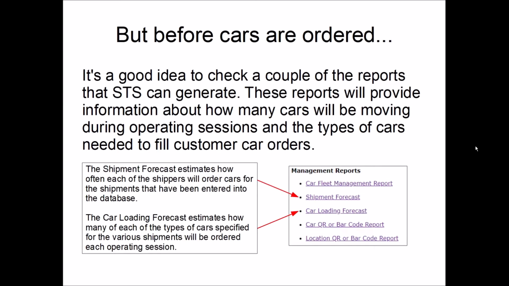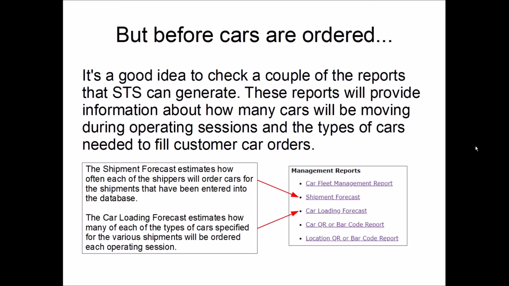Before we actually get into the ordering of cars, we want to look at a couple of reports that STS generates that can help you figure out about how many cars you're going to need on the railroad to cover the shipments that you've set up in the database. We've got two of them.